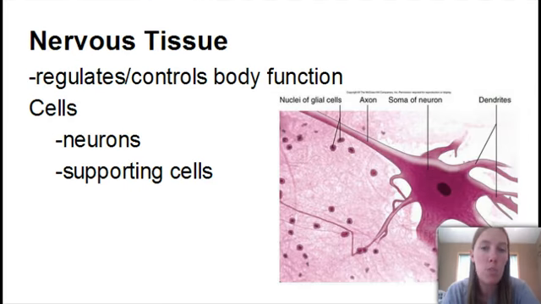So the nervous tissue, we're just going to talk about for a little bit because we're going to talk in more detail about this when we talk about the nervous system. The nervous tissue is really important because it's going to help regulate and control body function. It's constantly picking up stimulus to figure out if there's any changes in the environment and to respond to those changes. Neurons are the main cells that are doing the regulating and the controlling, but there are many supporting cells that we'll talk about in the nervous system that are very important to making sure those messages get transmitted.